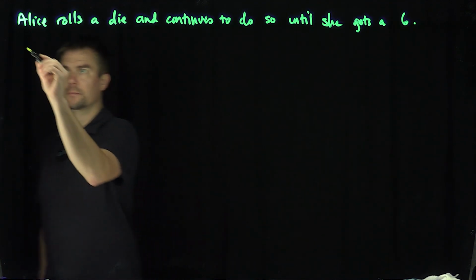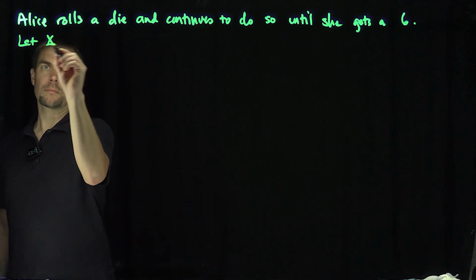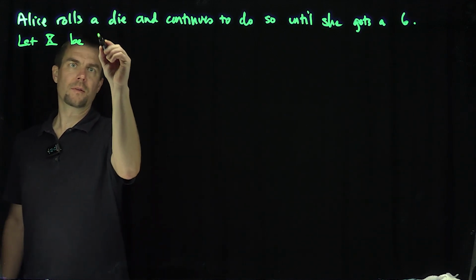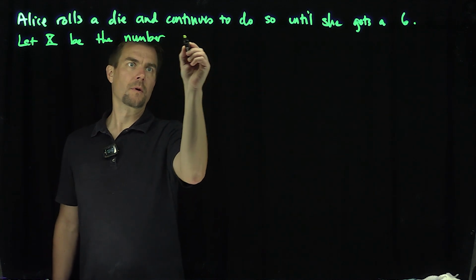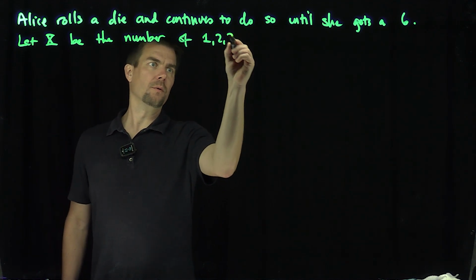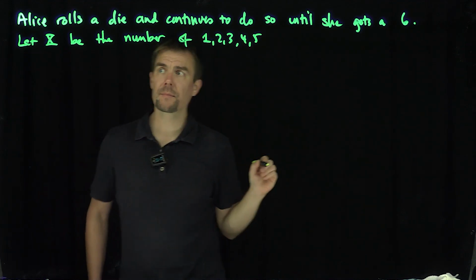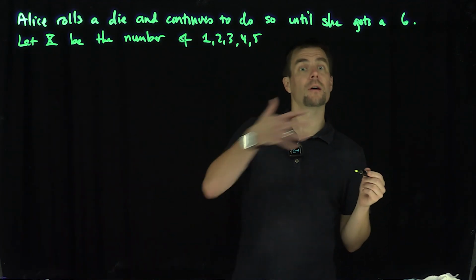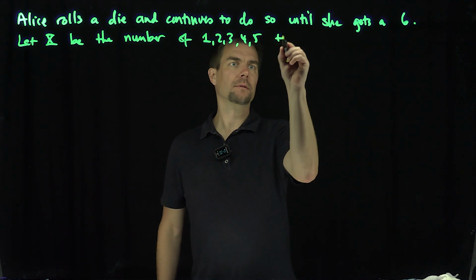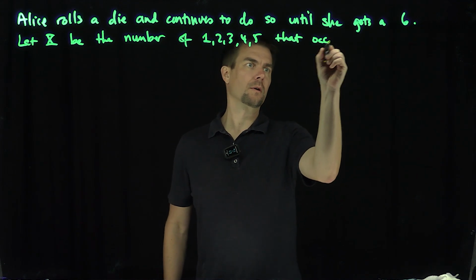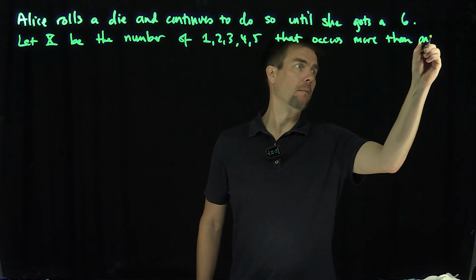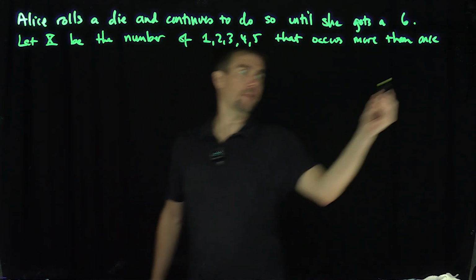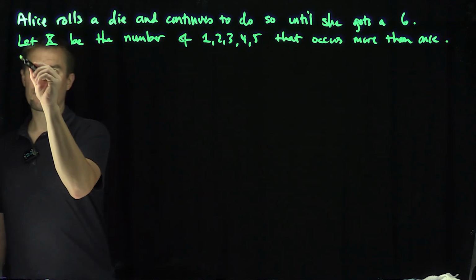Let X be the number of 1, 2, 3, 4, and 5 that repeats itself in this process, that occurs more than once. Find the expected value of X.